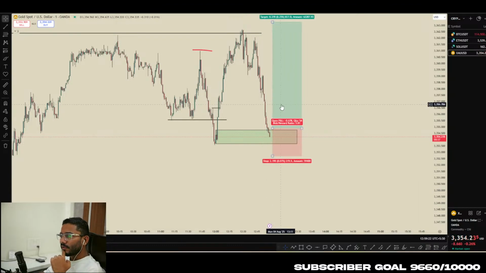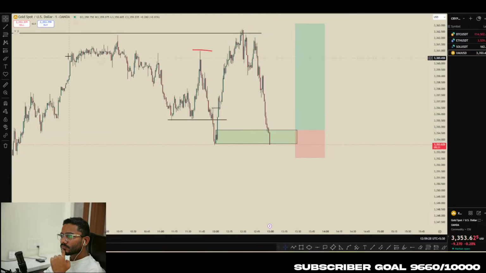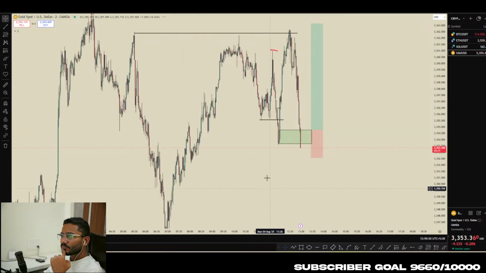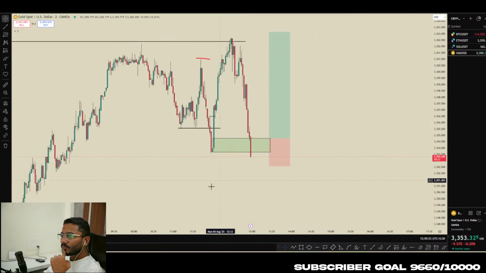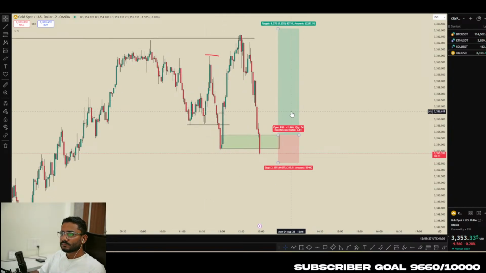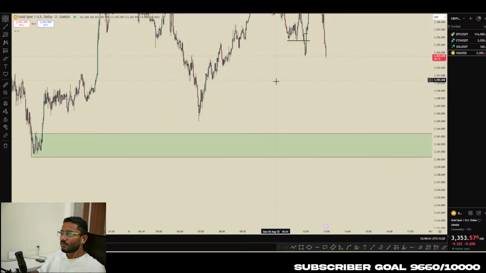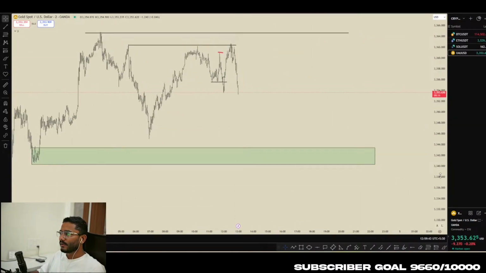We want engulfing, then only we look for entry. Now we have only this zone where we look for a buy side entry.